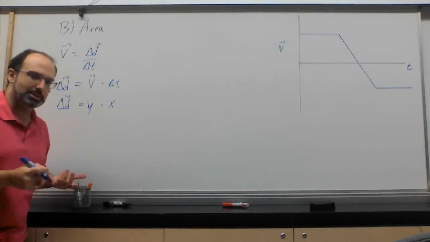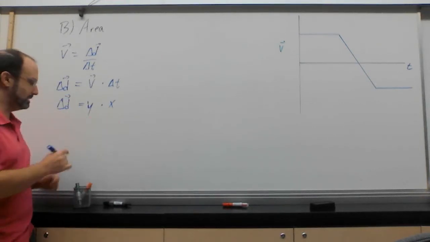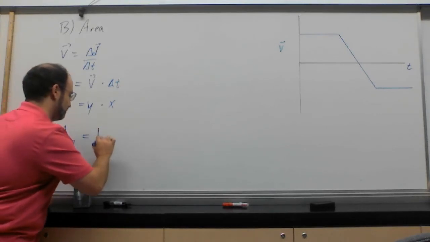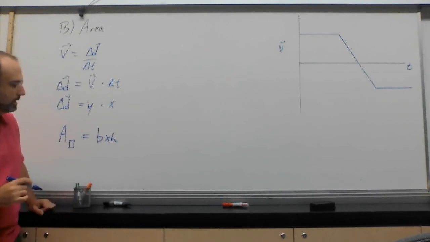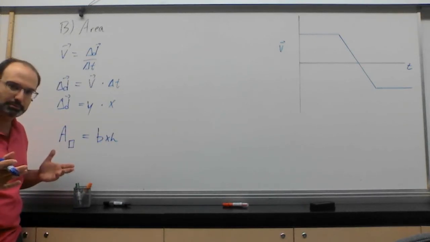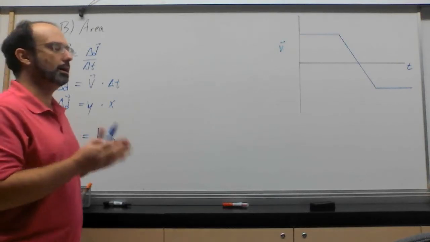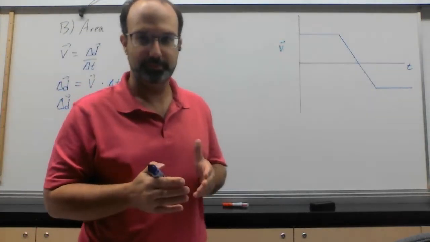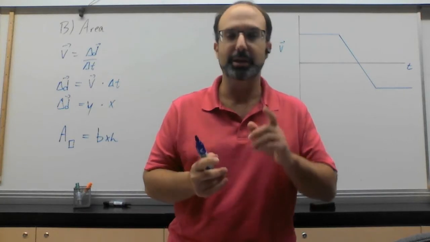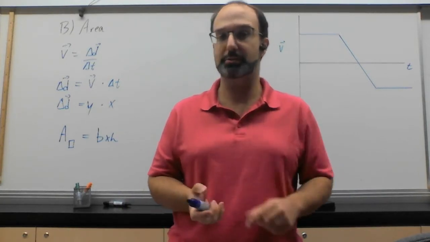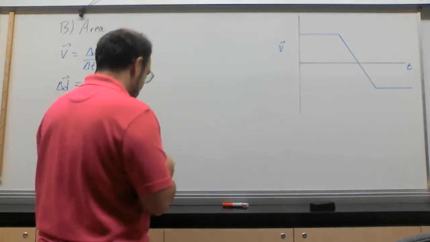And this is the magic. This is the area of a square, base times height, for example. Or maybe you know it as length times width. So what this basically means is that the area under the curve represents the displacement.